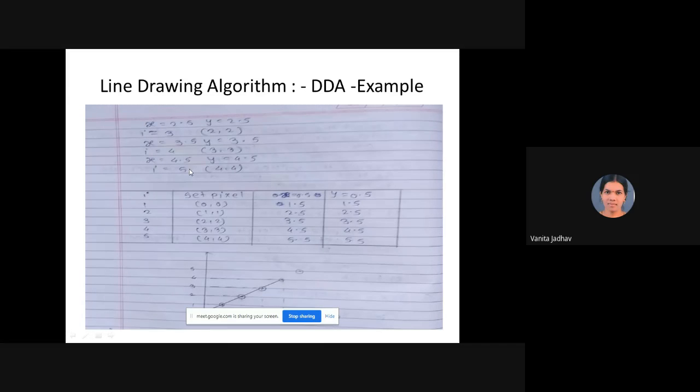So when I was 5, I drew 4, 4. When I becomes 6, I am unable to draw 5, 5 because 6 is not less than or equal to 5. The condition of the while loop will be false. Are you getting my point?